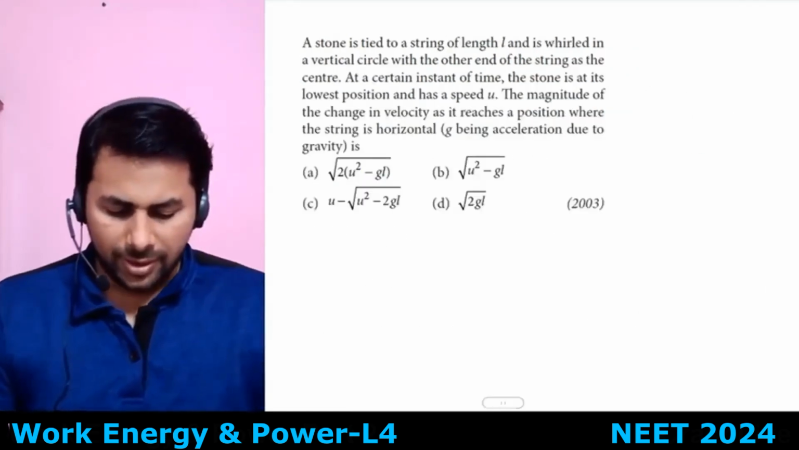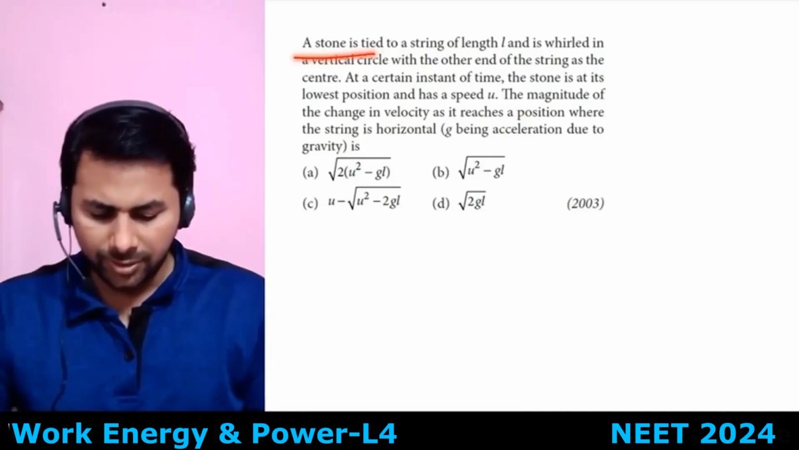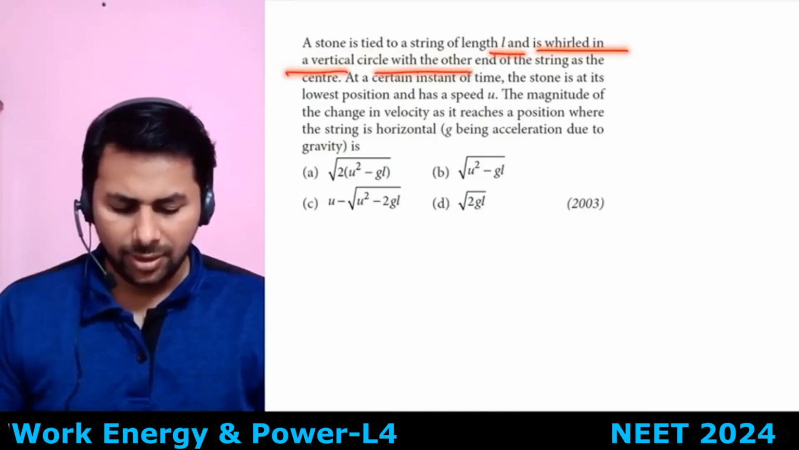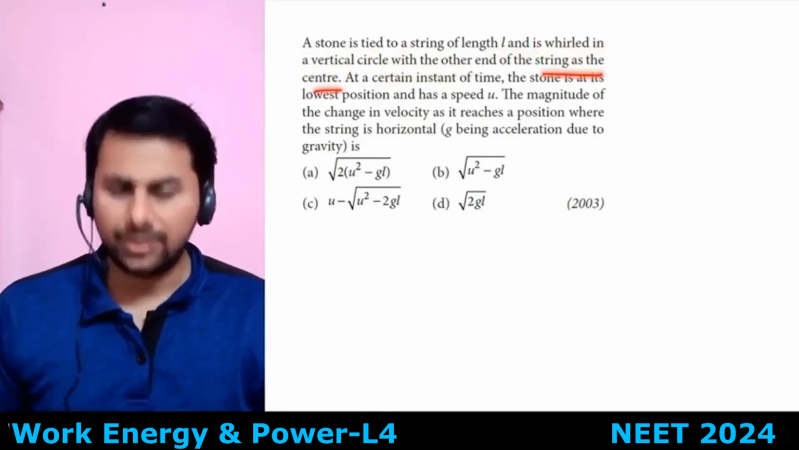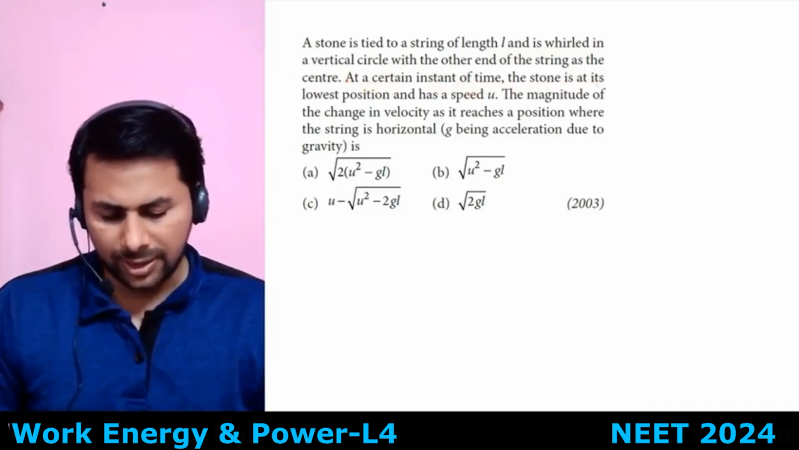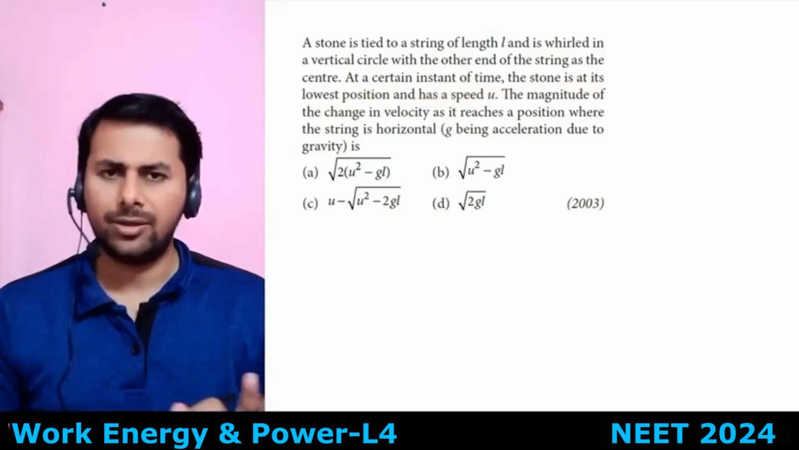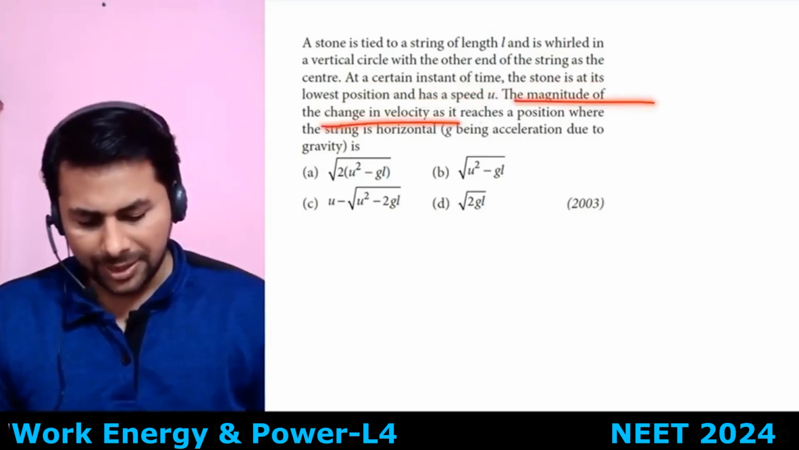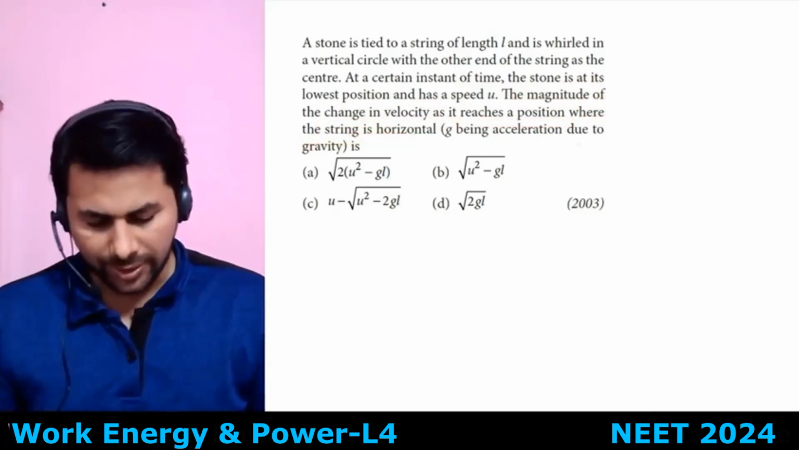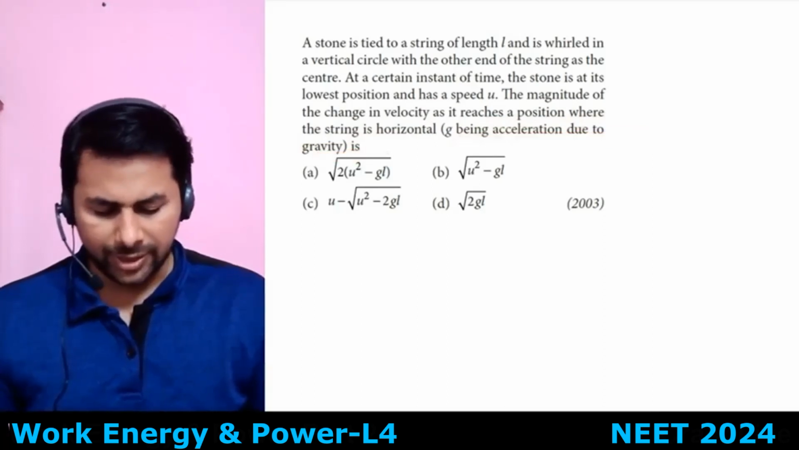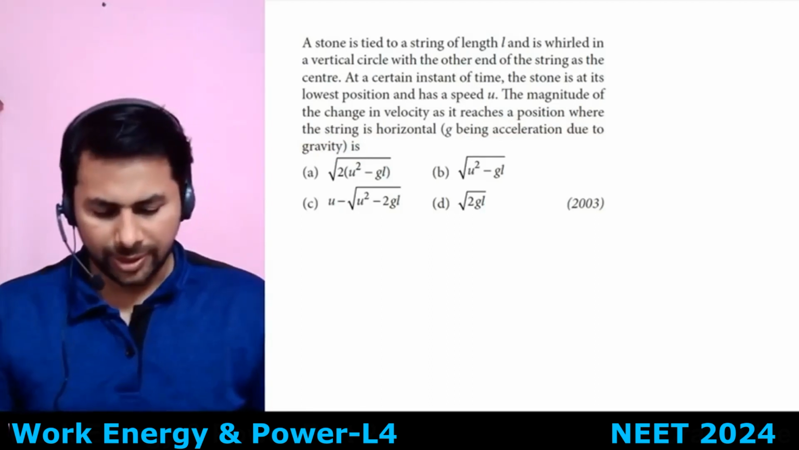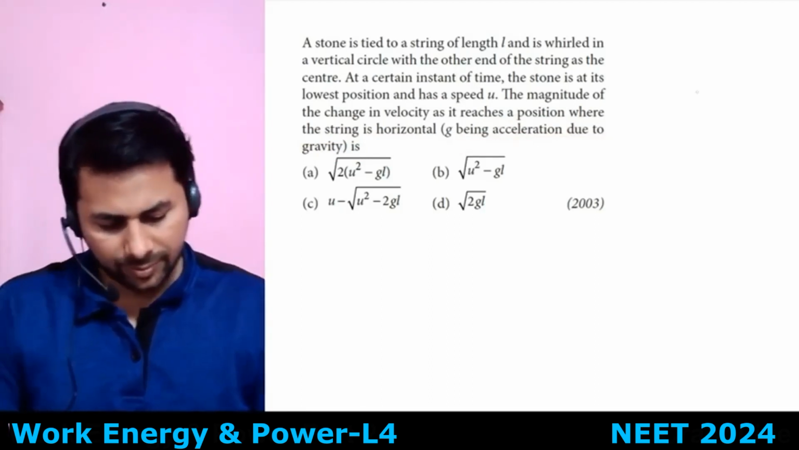Okay. Next question. A stone is tied to a string of length L and is whirled in a vertical circle with the other end of the string at the center. At a certain instant of time, the stone is at its lowest position and has speed u. The magnitude of change in velocity as it reaches the position where the string is horizontal, g is acceleration due to gravity, is. So how much will be the change in velocity when the string becomes horizontal? This is given.